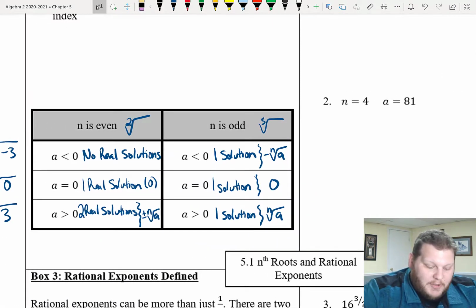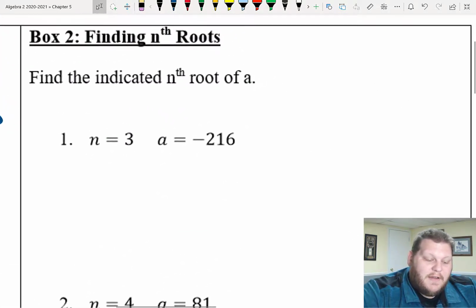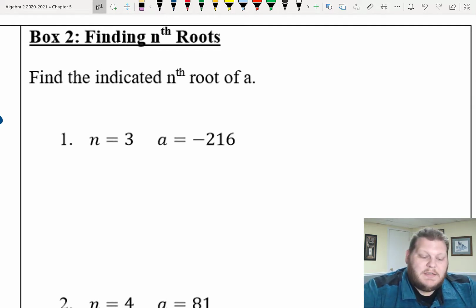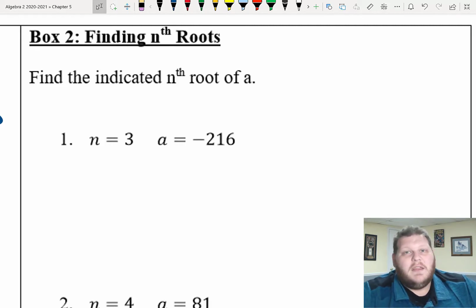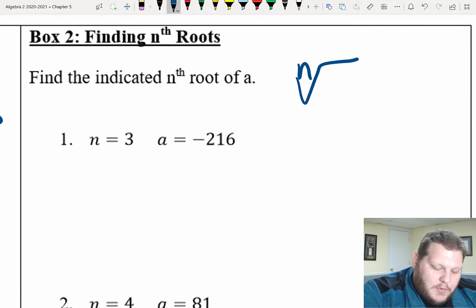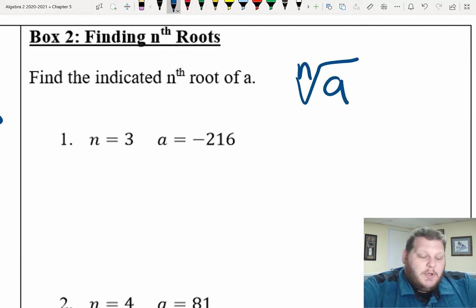So part of our problems, some of the things that we'll have, are asking us to just evaluate given roots, given n and a values. Looking over here in box 2, they're asking us to find the indicated nth root of a. This is one way they could phrase the problem. It could just say, find the nth root of a, here's your n value, here's your a value, and you have to know that they're asking us to evaluate the nth root of a. So we have to be able to figure that out.